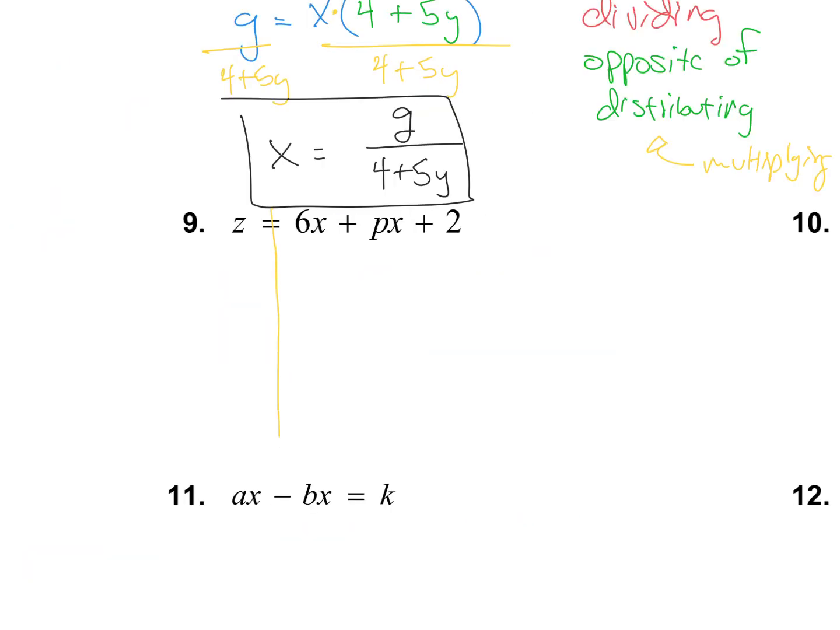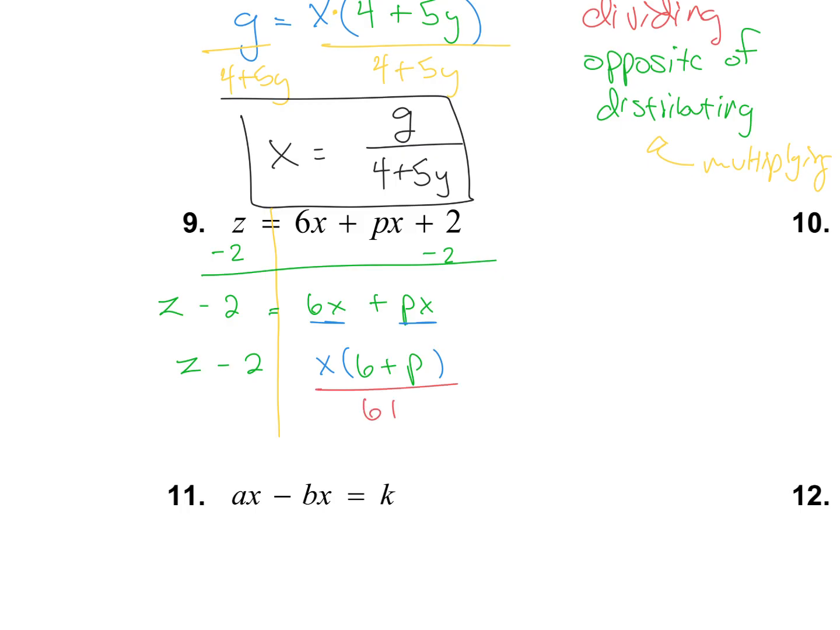Solving for x. This guy has an x, this guy has an x, but oh no, that guy does not have an x. So that doesn't mean you have to freak out. That just means we're going to subtract 2 first. So on the left, we have z minus 2 equals 6x plus px. Now that guy's got an x, that guy has an x. We're going to factor out the x, and we have 6 plus p right there. And the left side is still z minus 2.